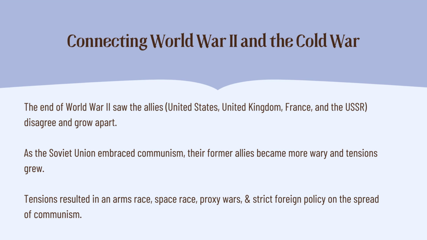So the end of World War II saw the Allies drawing apart as the Soviet Union embraced communism. Their former allies, the allies that they had in World War II, became more wary and tensions grew. We talked about this. So these tensions resulted in an arms race, a space race, mutually assured destruction, proxy wars, the Korean War and the Vietnam War, and strict foreign policy on the spread of communism. So that refers to the United States saying we're going to contain communism, whereas for the USSR, their foreign policy was let's encourage communism. We want other countries to be communist because then they will be our allies because we have the same system of government, the same economic system.